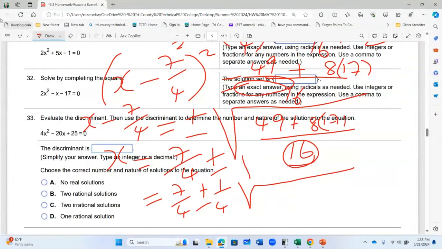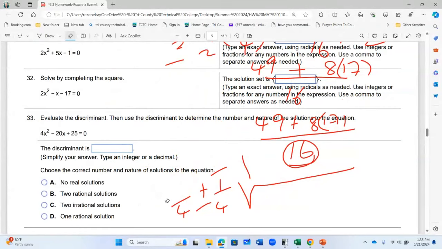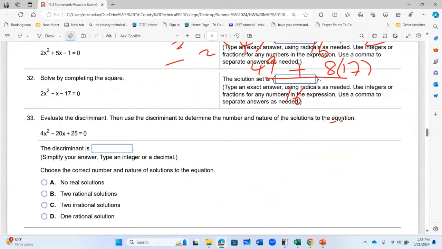Number 33 says evaluate the discriminant. So this time the question is about the discriminant. And if we know what the discriminant is, then they're asking us, if the discriminant is equal to 0, what does it mean in the equation? If it is greater than 0, what does it mean? If it is less than 0, what does it mean? So, first of all, we need to evaluate the discriminant.